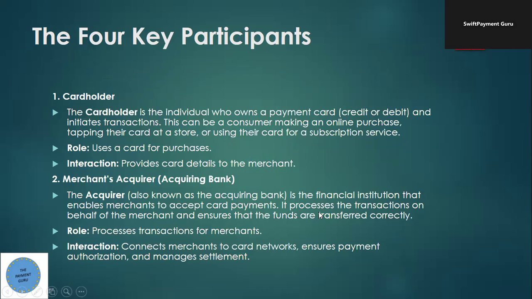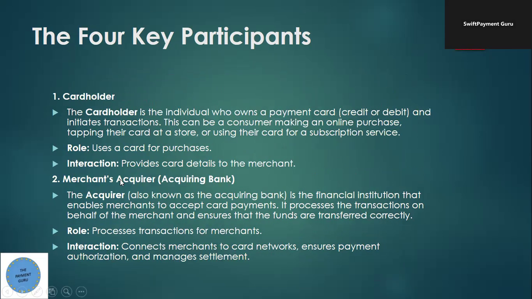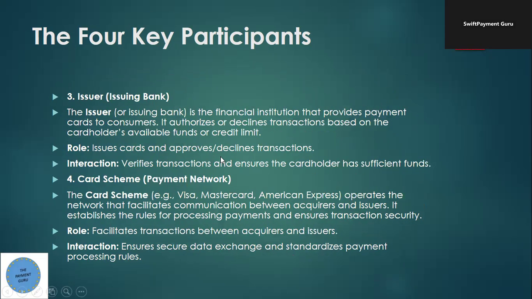Now, based on the availability of funds on the cardholder's card, it will decide whether to accept or not the transaction raised by the merchant acquirer on tapping of the POS machine. So that is also one of the factors that the issuing bank does. The financial institution provides a card to the consumers and authorizes or declines the transaction based on the cardholder's available funds or credit limit. If it is a debit card, available funds. If it is a credit card, the credit limit.